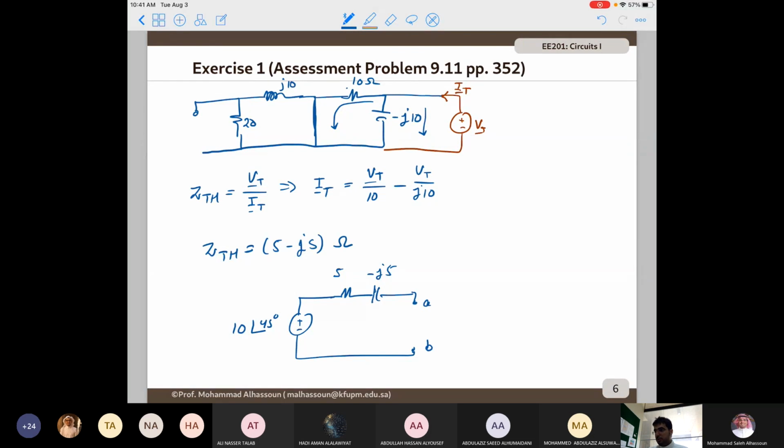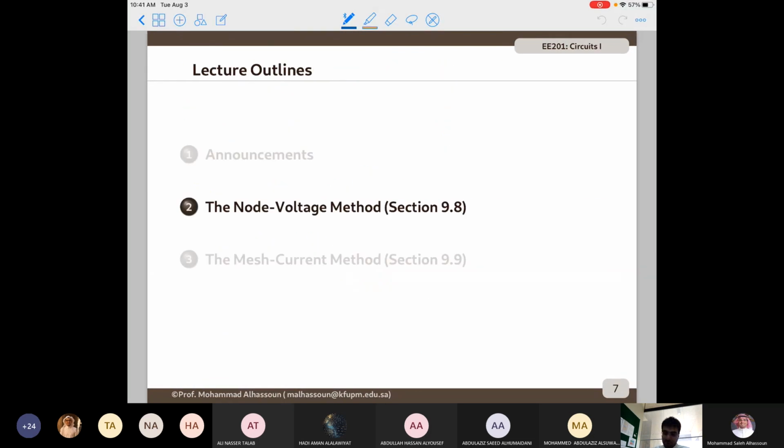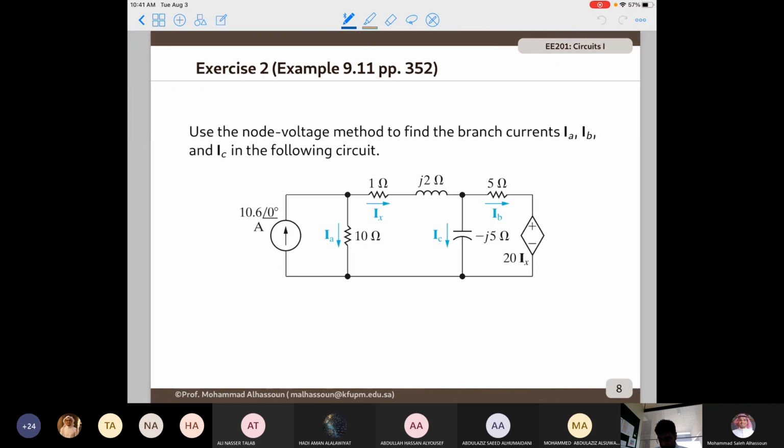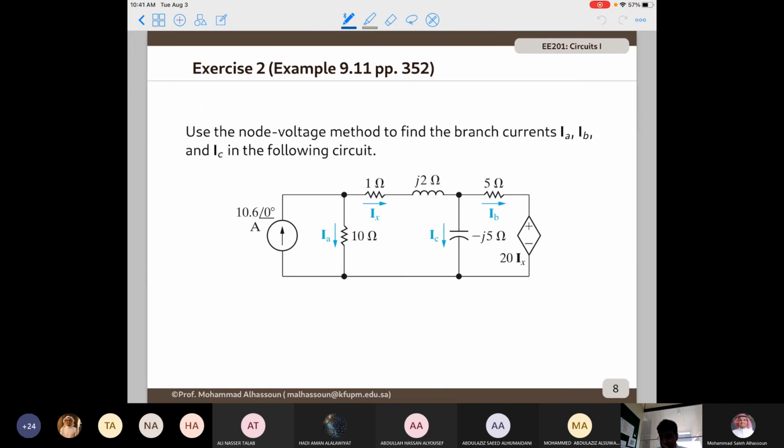So now let's move to node voltage method. Although we solved one problem somehow related to node voltage method, let's solve a node voltage method question, and then we'll move to mesh current method. So we're not introducing any new concept. The only new thing here is that we're going to deal with complex numbers instead of real numbers, and this might raise some issues if you don't know how to deal with complex numbers.